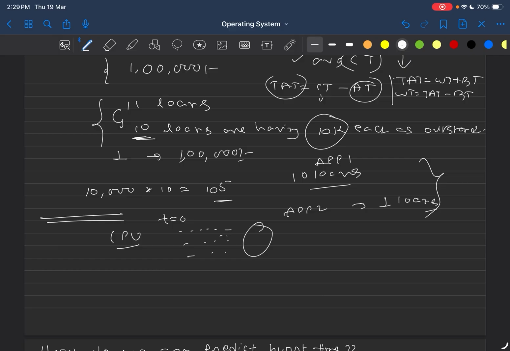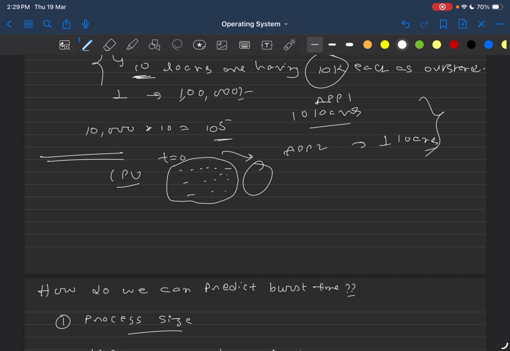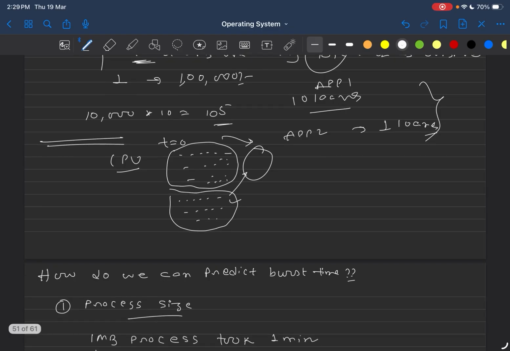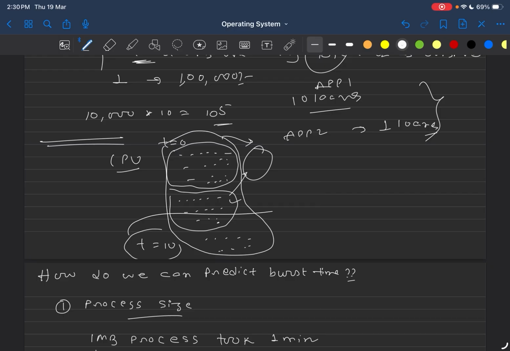Let's say your CPU has to complete all these small processes, then only your CPU can execute this big process. Let's say by the time your CPU finishes executing all these small processes, one more batch of small processes has come. Now your CPU has to complete this as well. Now let's say by the time your CPU is completing this last small process, one more batch has come. Let's say at time t equal to 10, all these small processes are finished. So at time t equal to 10, your CPU will get a chance to execute this big burst time process.